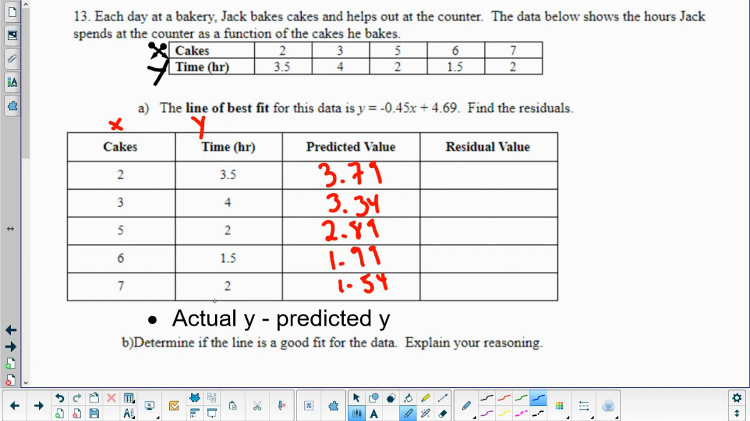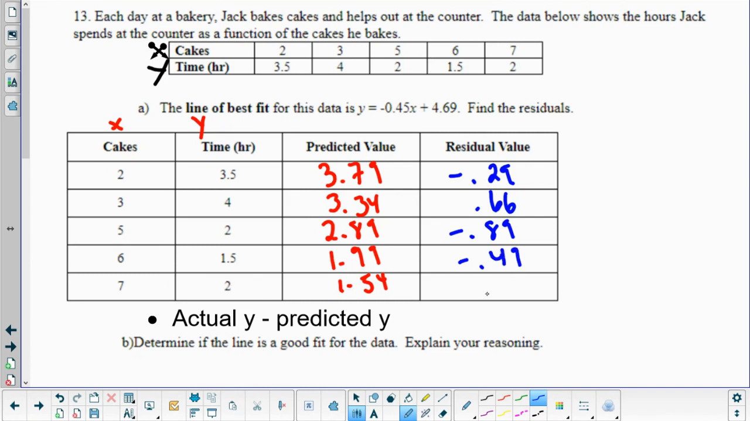Now, like we said, we have to take our actual y values, the ones that are under the time column, and subtract our predicted values that we had. So if I take 3.5 and I take away 3.79, that means I'm under by 0.29. 4 minus 3.34, I'm going to be over by 0.66. Then you do the same thing. So our actual minus our predicted. This one's under by 0.89. Actual minus predicted.